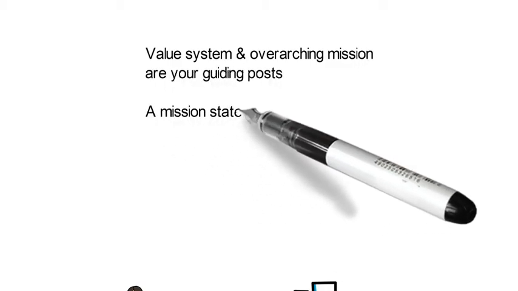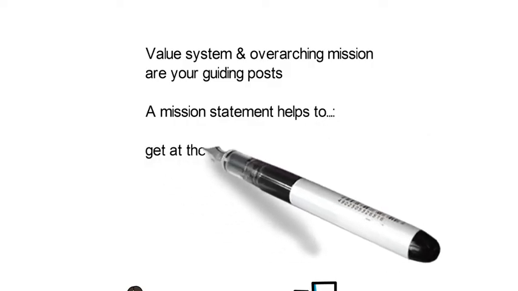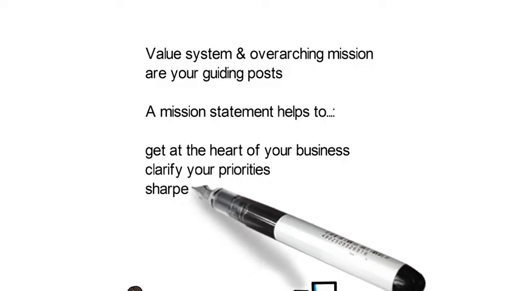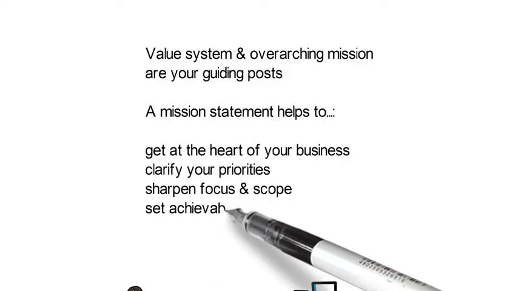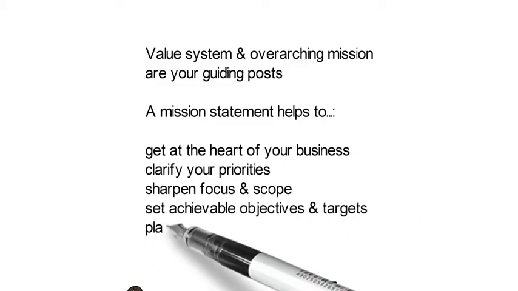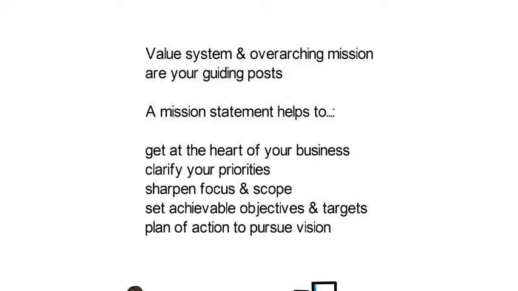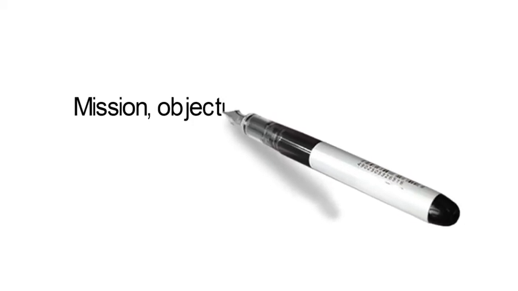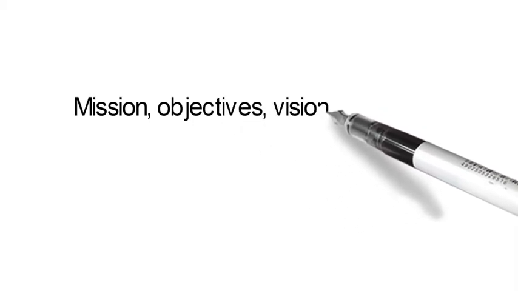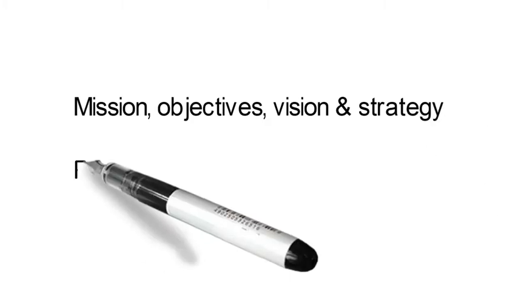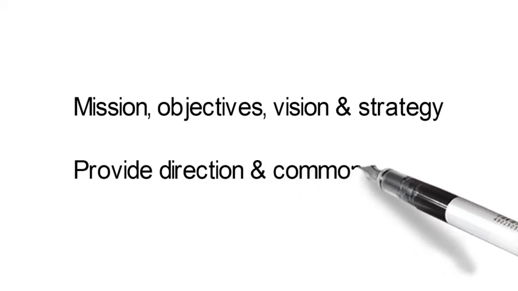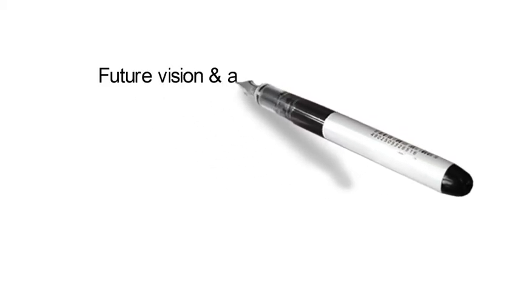Writing down a mission statement is important. It helps you to dig deep into the heart of your business, to be clear about your priorities, to sharpen the focus and scope of your business, to set achievable objectives and targets, and to set a plan of action for pursuing your vision. Your mission, core principles, objectives and vision are all key parts of your strategy. They provide a set of rules and principles and a common point of reference, bringing everybody together, working in the same direction. Your future vision provides a direction for your business, motivating you and your employees on a future path of progression.